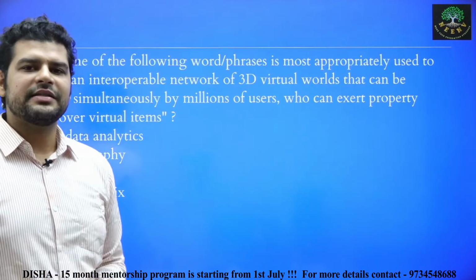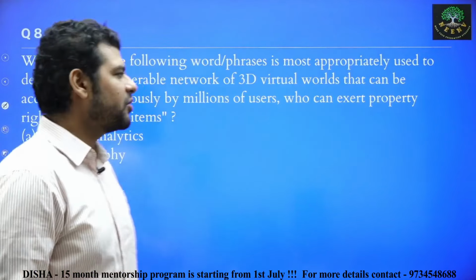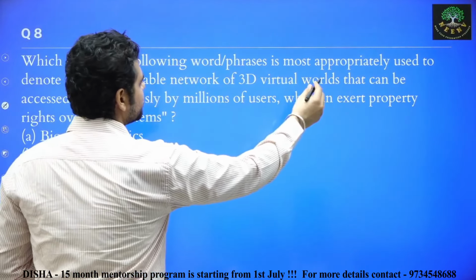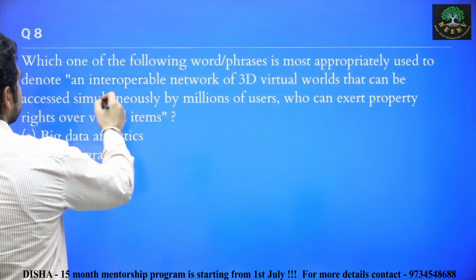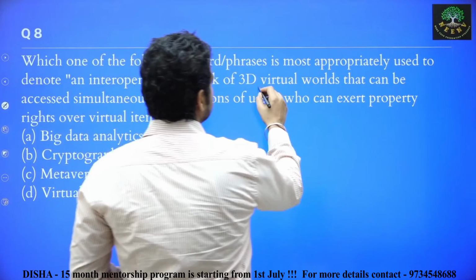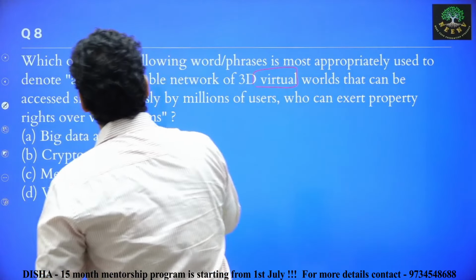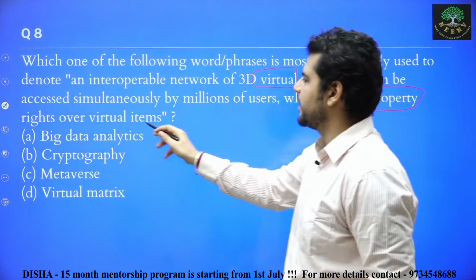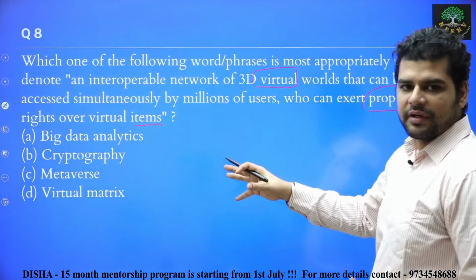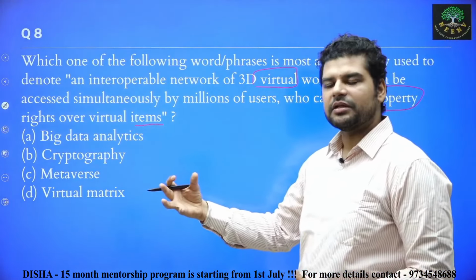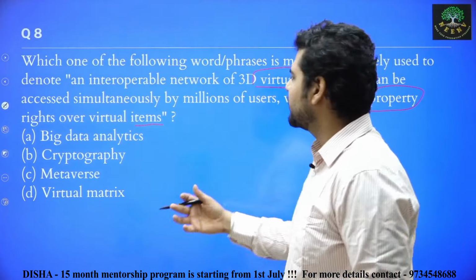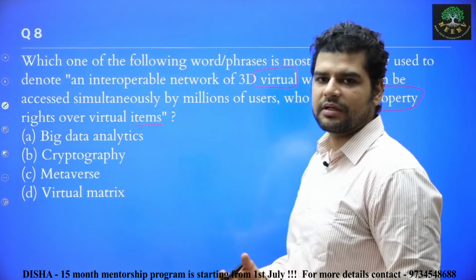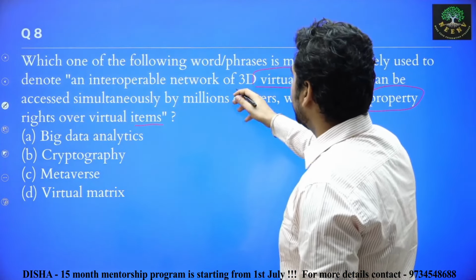All right. So let us see the 8th question now. This was the easiest question. Which one of the following word phrases is most appropriately used to denote an interoperable network of 3D virtual worlds that can be accessed simultaneously by millions of users who can exert property rights over virtual items? Even if Metaverse and other AI-based, virtual reality-based solutions were given, you can understand Metaverse from property rights, because Mark Zuckerberg himself told about this, and virtual world.